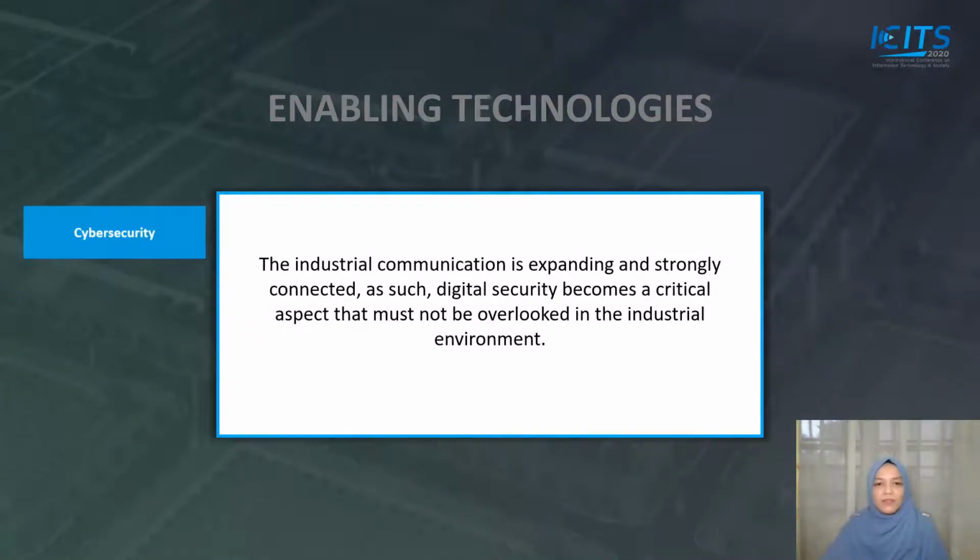Cybersecurity. The industrial communication is expanding and strongly connected. As such, digital security becomes a critical aspect that must not be overlooked in the industrial environment. It has now become more complex as it consists of connected devices and environments that cannot be protected by a traditional cybersecurity approach. Current cybersecurity has largely been developed for IT-centric devices and environments.